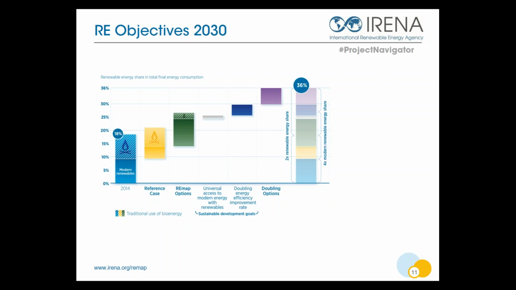Solar is an important technology in the overall acceleration of renewables. So today's share of renewables in final energy consumption is about 18–19%. We conclude that that can double by 2030 to 36%, and solar will play a very important role in that.